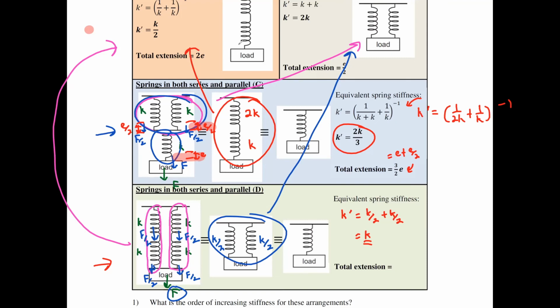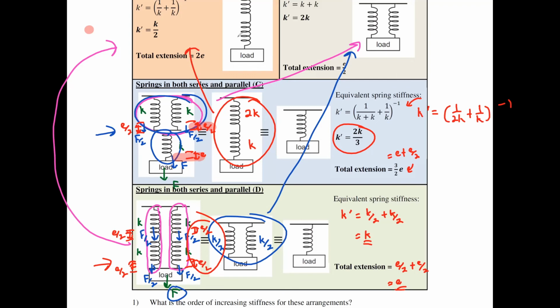So your extension would be E over 2 and E over 2 here. The same goes for this one. This one will be E over 2, this one will also be E over 2. Right, so now as your new extension, it will just be E over 2 plus E over 2 giving you E, right? So no issues here.